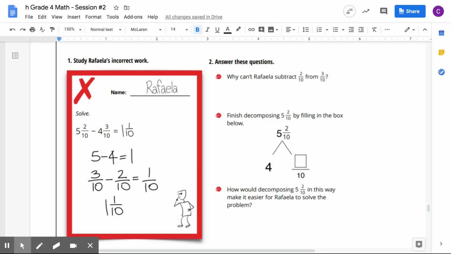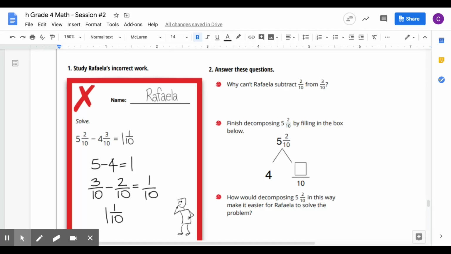So before we answer that, let's solve this problem ourselves because it's important that we know how to solve, because we can't really analyze work without solving. So 5 and 2/10. I'm going to grab 5 wholes because I know that my mixed number is 5. So 1, 2, 3, 4, 5. And I'm going to put these here. 1, 2, 3, 4, and then 5. So we have 5 wholes and 2/10.